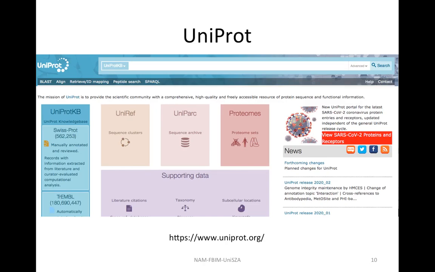UniProt stands for Universal Protein Resource, which unites the information in three protein databases: SwissProt, TrEMBL, and Protein Information Resource (PIR). UniProt consists of three parts: UniProt Knowledgebase (UniProtKB), UniProt Reference Clusters (UniRef), and UniProt Archive (UniParc).